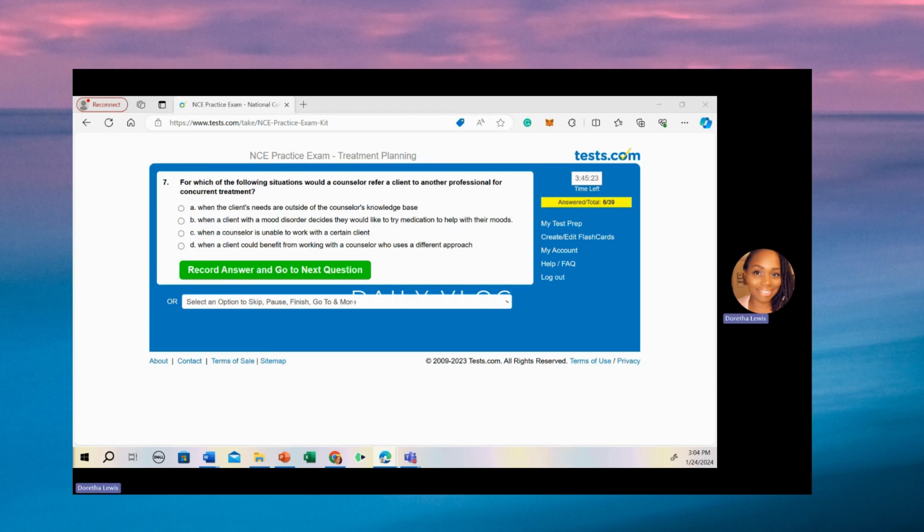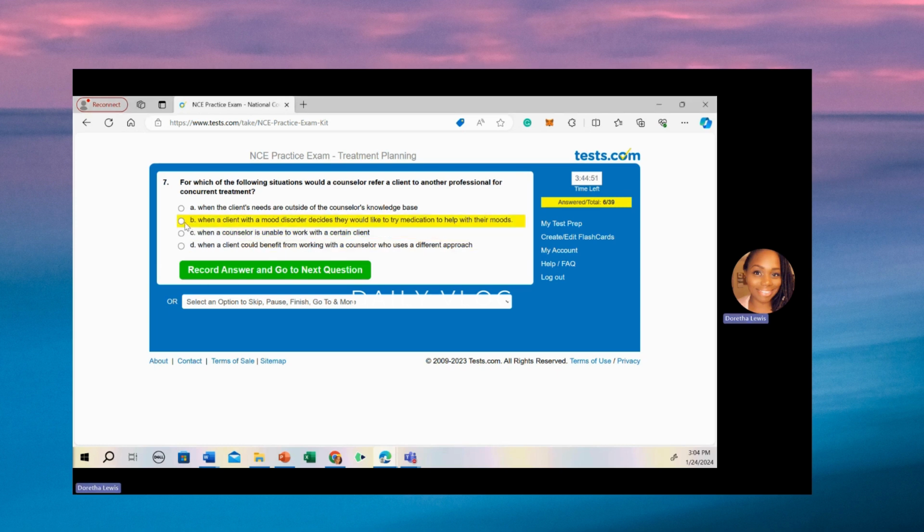For which of the following situations would a counselor refer a client to another professional for concurrent treatment? A, when a client's needs are outside of the counselor's knowledge base. B, when a client with a mood disorder decides they would try medications to help their moods. C, when a counselor is unable to work with a client. D, when a client could benefit from working with a counselor who uses a different approach.